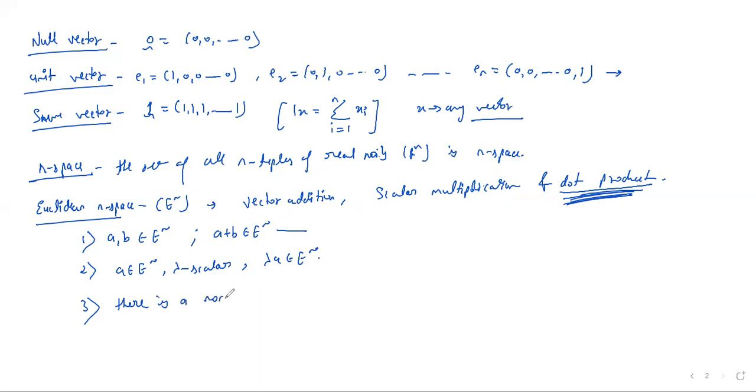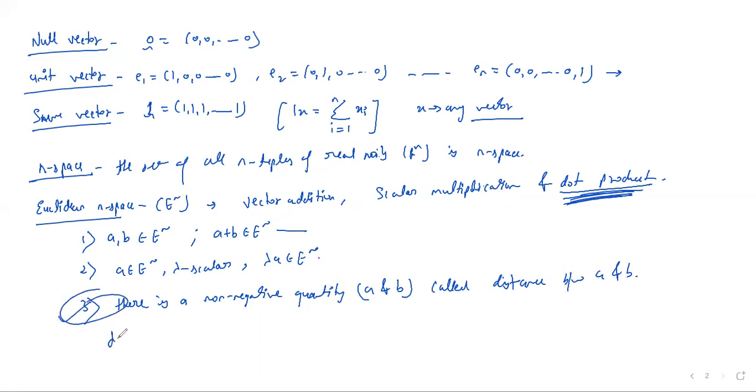There is a non-negative quantity associated with any two vectors a and b called the distance between a and b. So in the third point we are talking about the dot product, basically the dot product. Okay, so now let's understand what the dot product is.